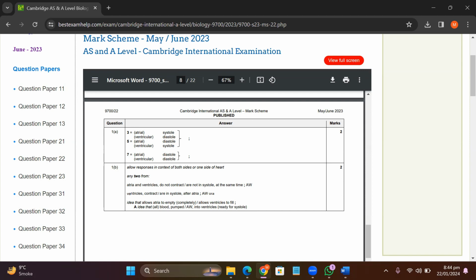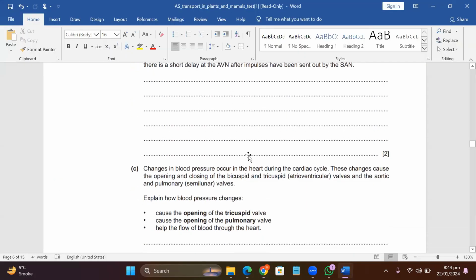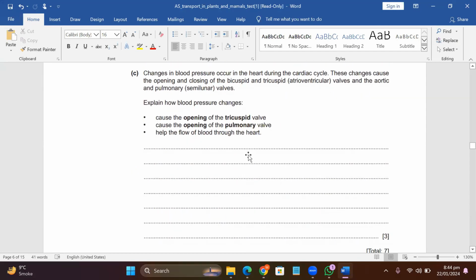ठीक हो गया, वापस चलते हैं पेपर पे अपने. Is that clear, Adil? कितने मार्क्स हैं आपके इसमें, इस क्वेश्चन में?